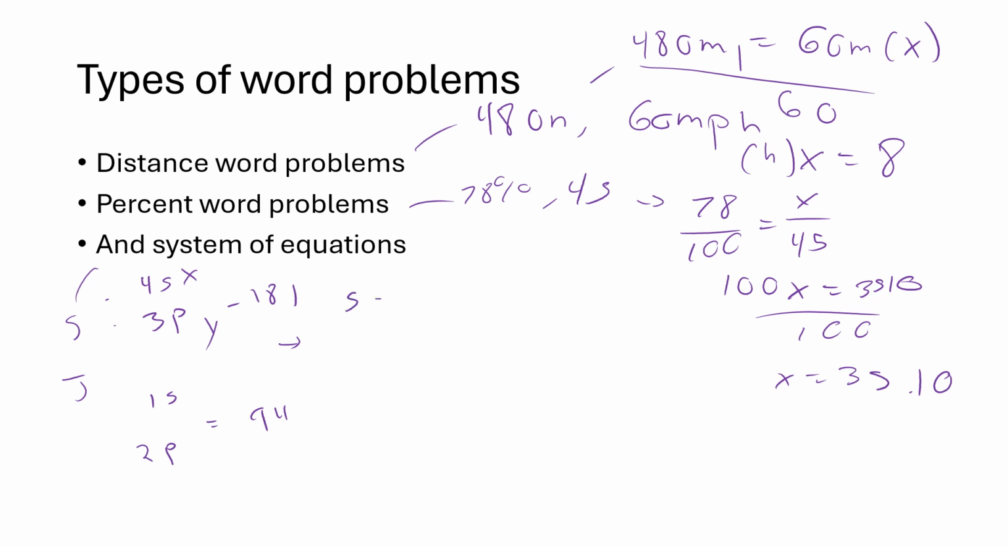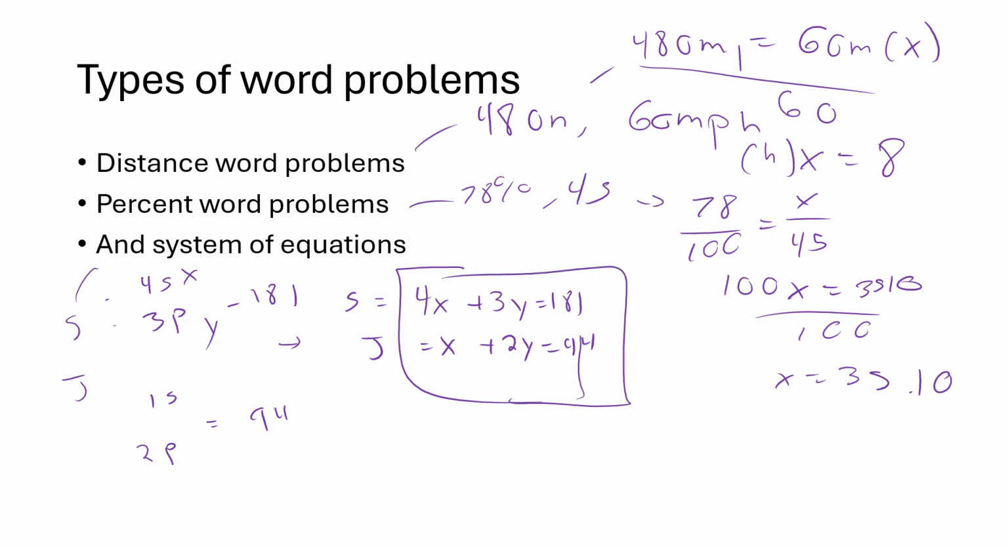So, for Sam, it would be 4x for the shirts plus 3y for the pants, which equals 181. And for Jenna, it would be x for the 1 shirt plus 2y for the 2 pants equals 94. This is your system of equations, and you solve for x using the elimination method just because it's easier, or if you want to use the substitution method, whichever one works.